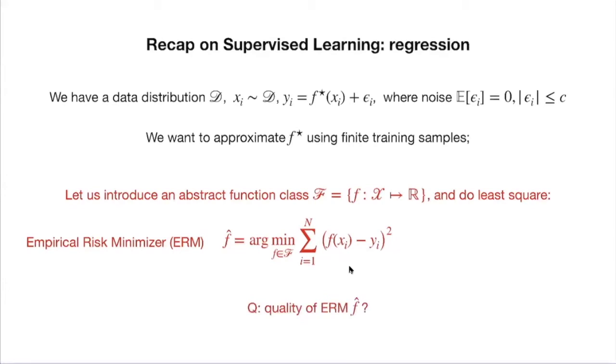All right, so the question is, what's the quality of this ERM f hat? We have done so much work. We get a training data set. We try our best to find the best candidate among this abstracted function class that minimizes this sum of the square loss. What's the quality of this f hat when I actually test it on new examples?